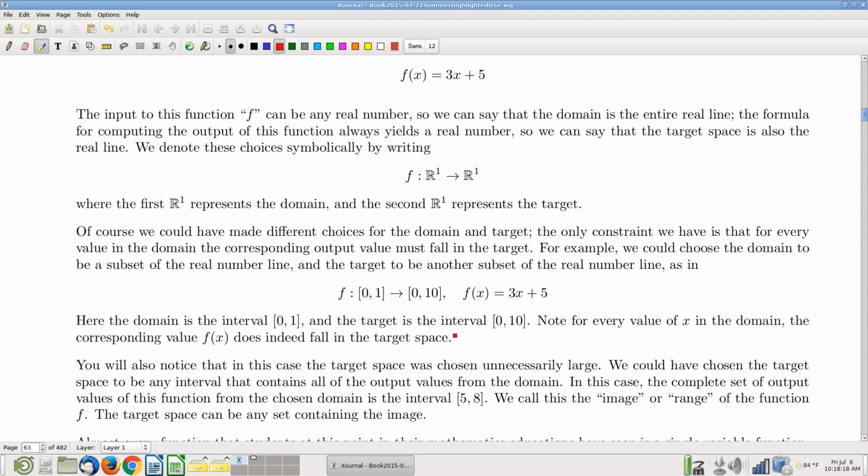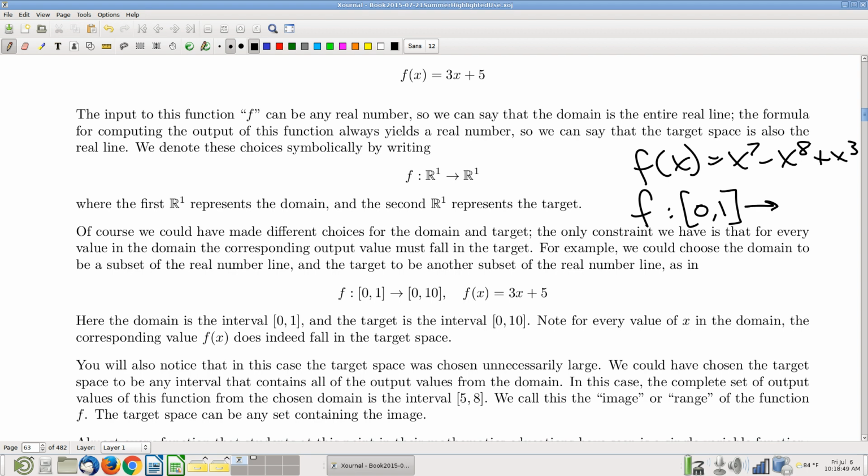So, for example, maybe I want to talk about f of x equals 3x plus 5, and I'm going to, let's make it harder. Let's make it f of x equals x to the 7th minus x to the 8th plus x cubed. Right? Nasty little function there. And look, why do I need this function? Well, because I'm going to be plugging in values between 0 and 1 into this function. And well, what's going to come out?